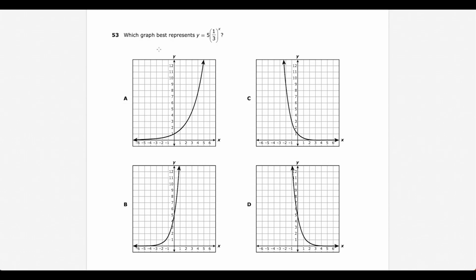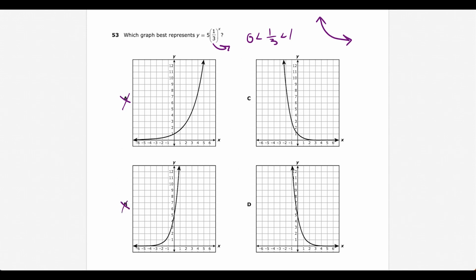So question 53, which graph best represents y equals 5 times 1/3 to the x power? So this is an exponential function, but notice the base is between 0 and 1. So this is going to be an exponential function that decreases like this. So right away, I know I could eliminate choice A and choice B is gone. So it's either going to be C or D.